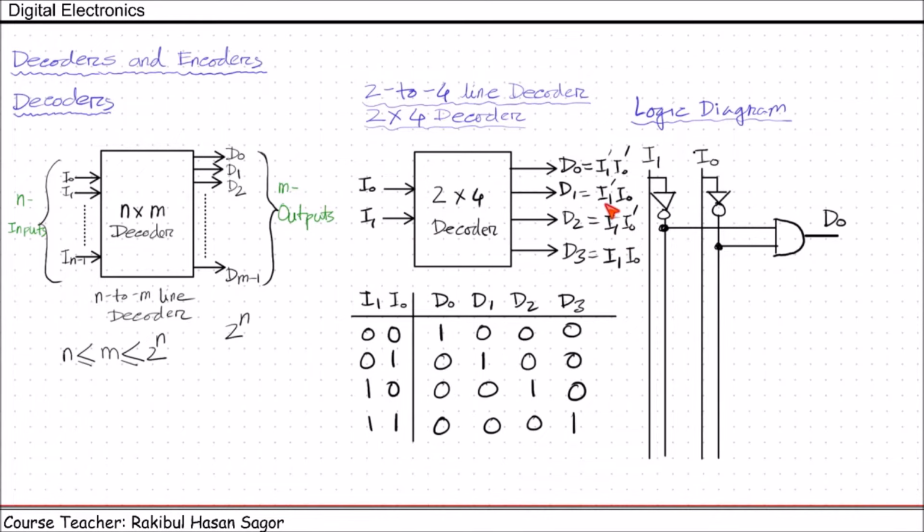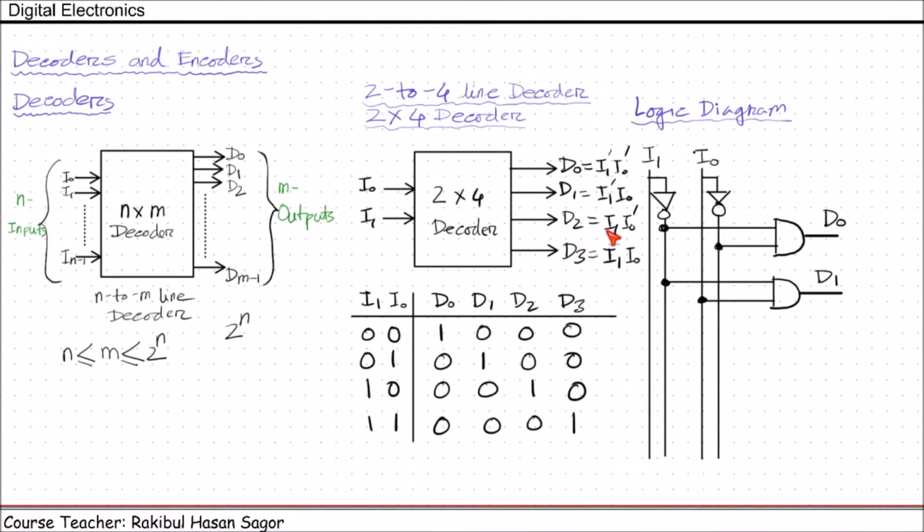Now for D1, we need to AND I1 prime and I0. So I1 prime can be taken from here and I0 will be taken from here, they will be ANDed, and the output will represent the D1 output. So D1 will be 1 only for 0 1 input. For other inputs, D1 will be 0. We can see from here.